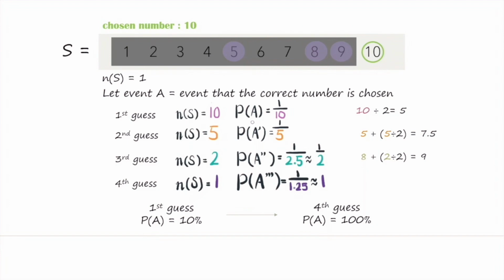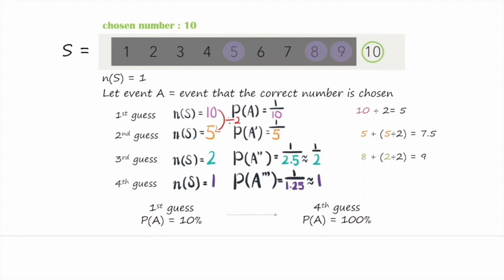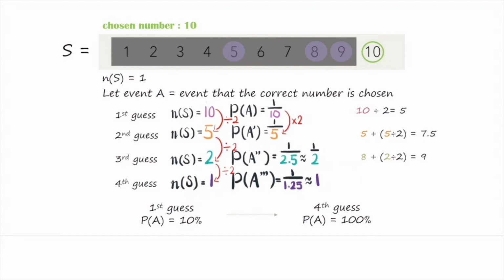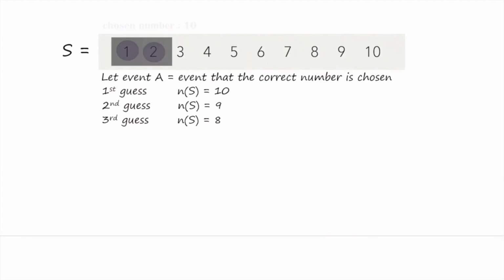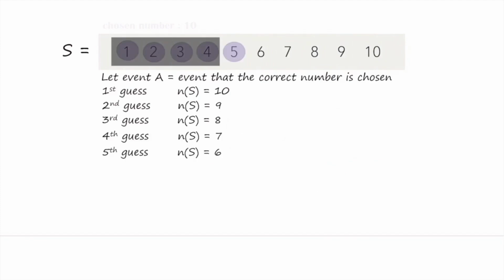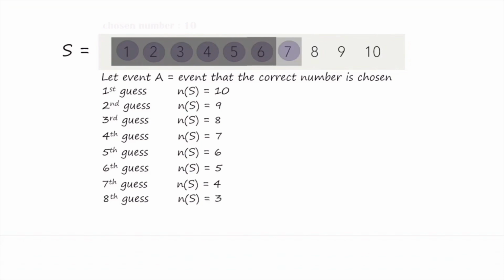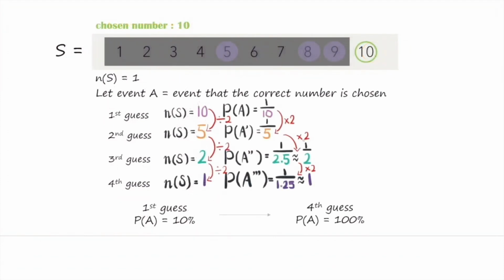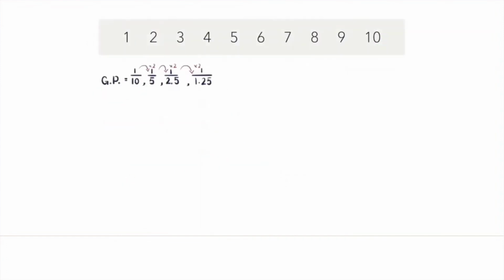When we implement binary search into this game, this is what happens. We're halving the number of possible outcomes, aka the sample space, which means we're doubling the probability of obtaining the correct answer. On the other hand, if we use the random guessing method, we're only reducing the sample space by 1 each time. This is less efficient linear search method. Now, as you can see, the progressing probability, which is increasing, forms a geometric sequence.